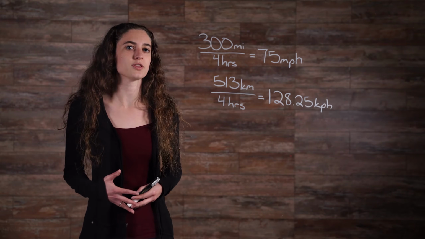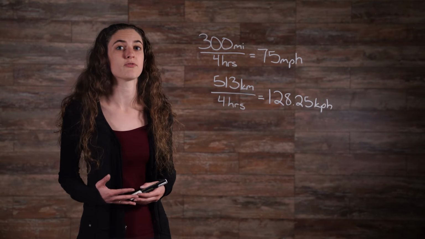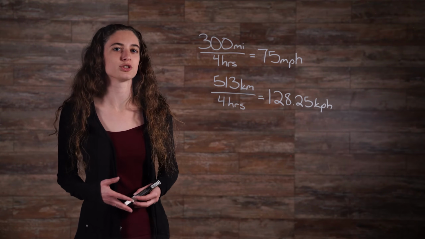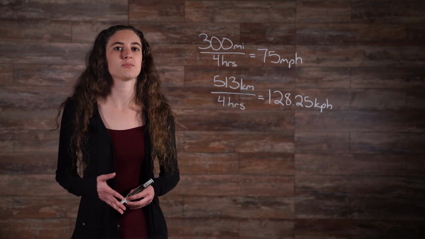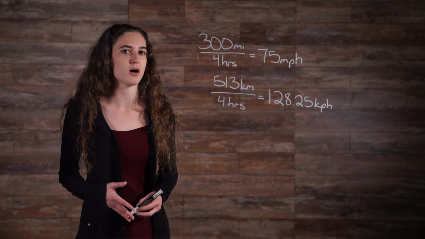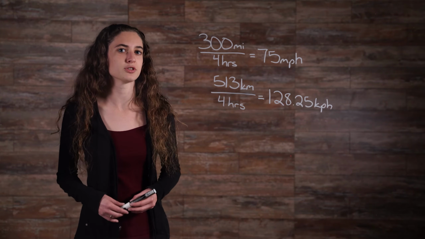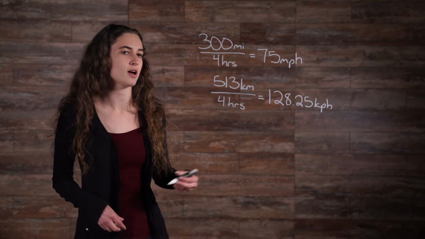A conversion of either miles to kilometers or kilometers to miles must be made to make a fair comparison of average speed. Keep in mind that a kilometer is a shorter unit of distance than a mile. 1 mile is equal to approximately 1.609 kilometers. To convert your average speed of 75 miles per hour to kilometers, simply multiply 75 by 1.609.